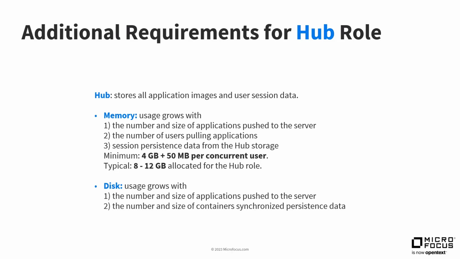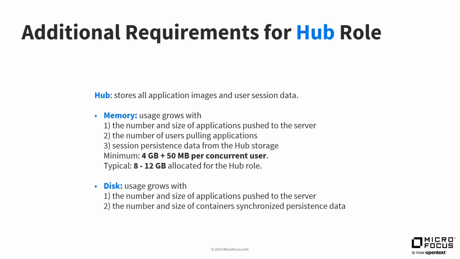Additional requirements for the hub role include, well, let's go over what the hub role does. The hub role stores all of the application images and user session data. User session data is for any application that has the cloud persistence setting enabled. What that does is synchronize the data between the end user device or application server with the hub, so that it doesn't matter where you run it from, you have the application settings follow your launches anywhere.